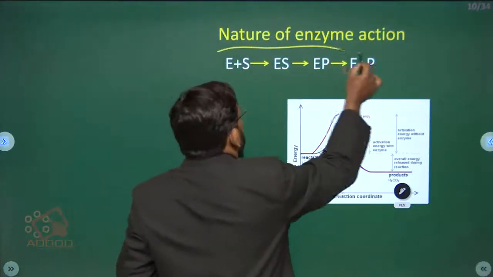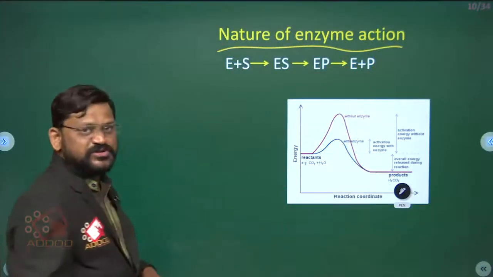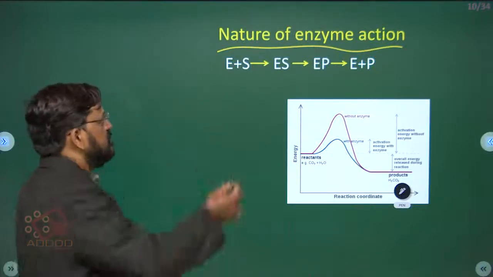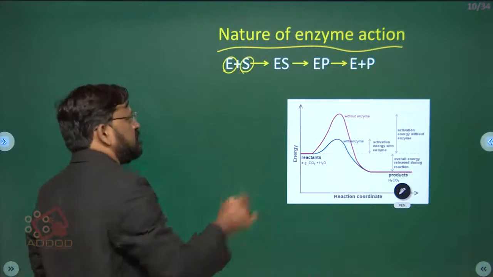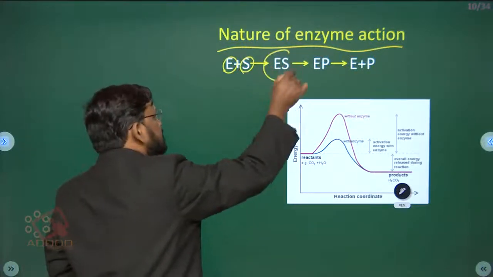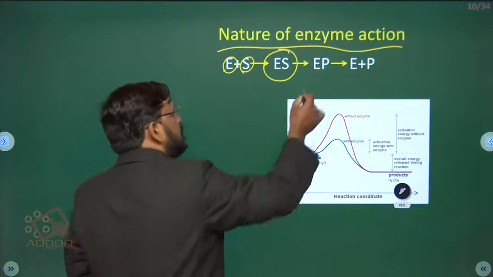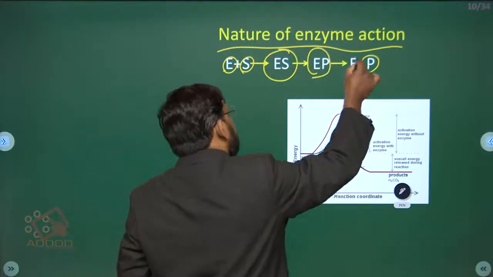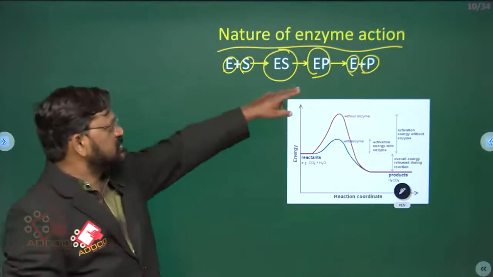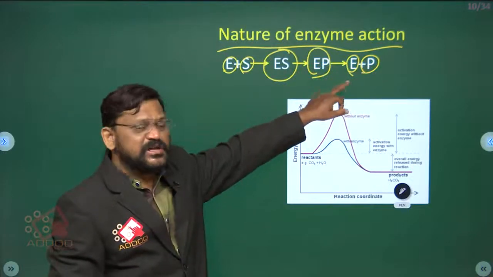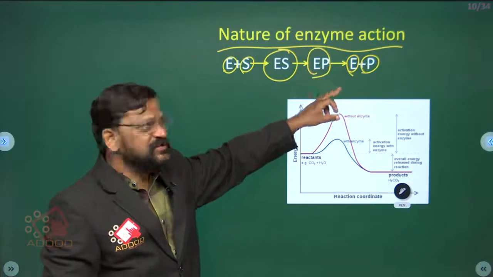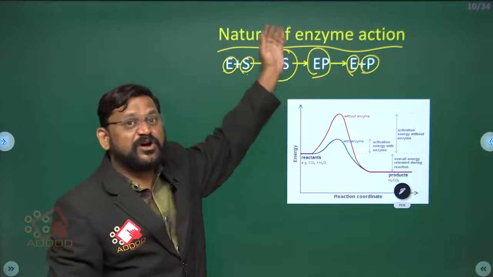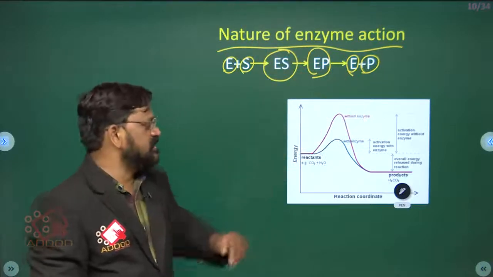Now, nature of enzyme action. See how enzyme action is going on. Simply, you can understand the mechanism of enzyme action. Enzyme binds with substrate, then they form the enzyme-substrate complex. Later on, they get converted into enzyme-product. Afterwards, products will be left over and the enzyme will be released. So, it is only catalyzing the reaction, not participating in the reaction, just to speed up the reaction, never disturbing the equilibrium of the reaction. The enzyme is not used up in the reaction.